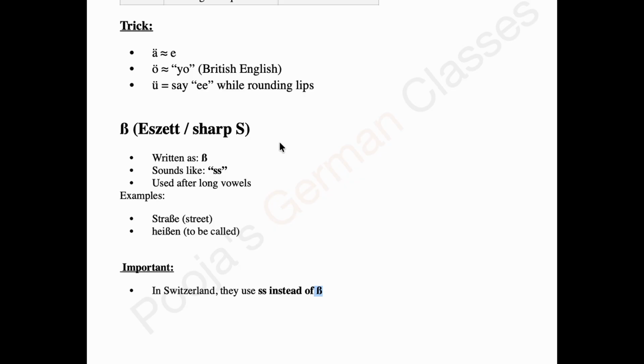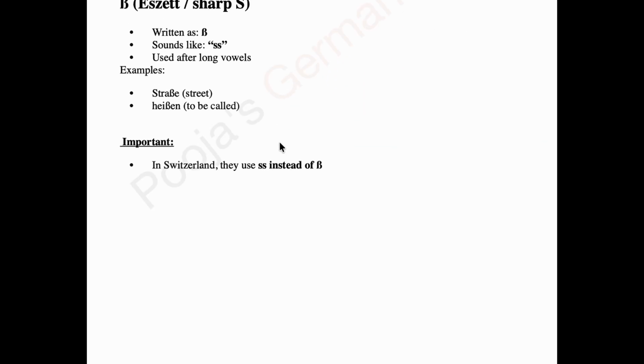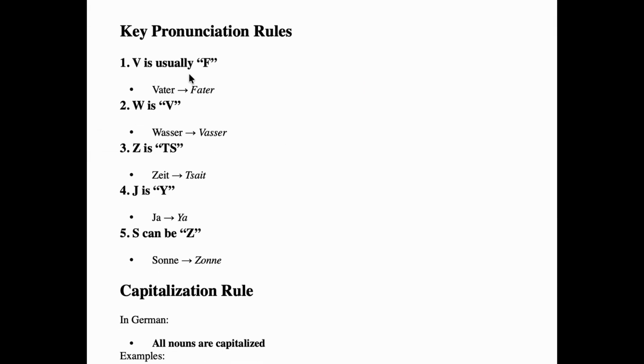I hope it's clear. Let's just revise all the pronunciation rules quickly. V has a sound of F. So this is not water but Vater. It means father. W has a sound of V. So this is called Wasser, which means water. Now Z has a sound of S. Once again, Z has a sound of S. So this is not Zeit, it is Tsait, which means time.